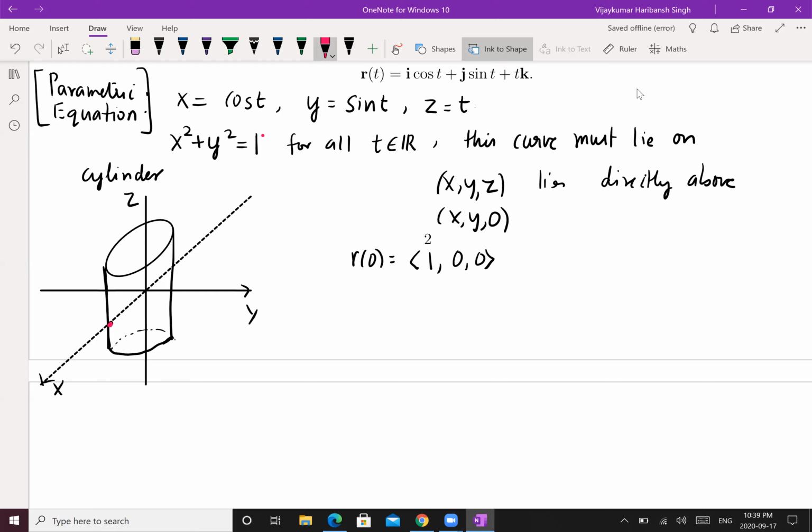And then as we keep moving t, even though we have a circle, x squared plus y squared equals 1, the t is kind of stretching it out. So this is our curve C. Okay, so this is the curve C. Right? Now this curve is called a helix.